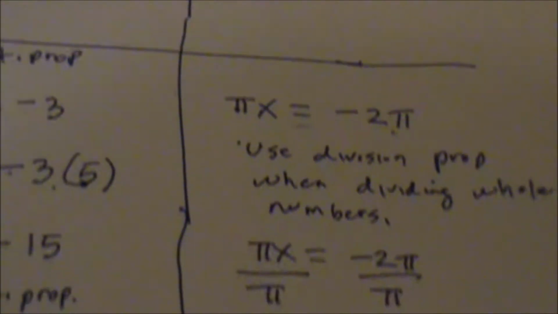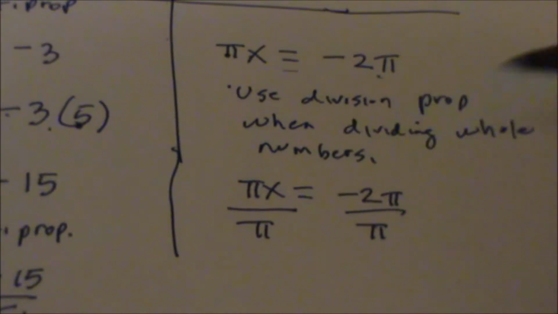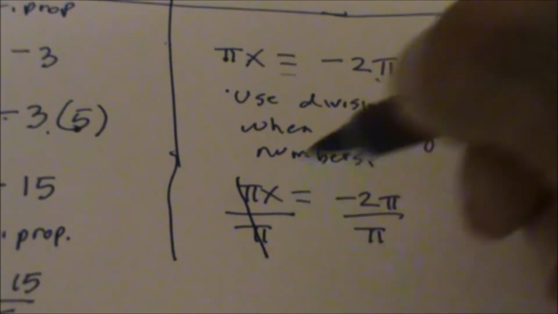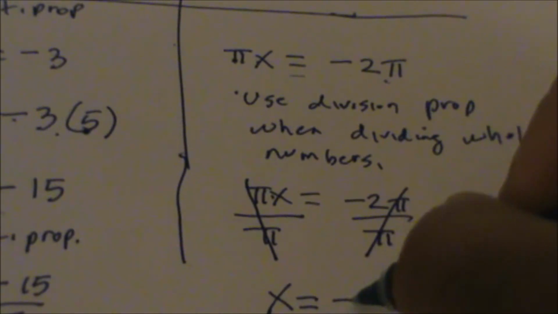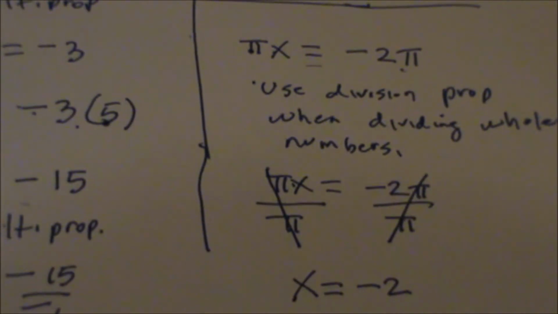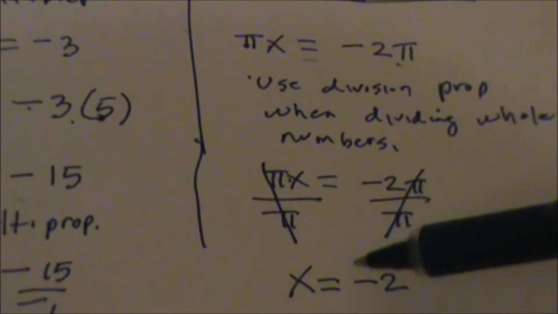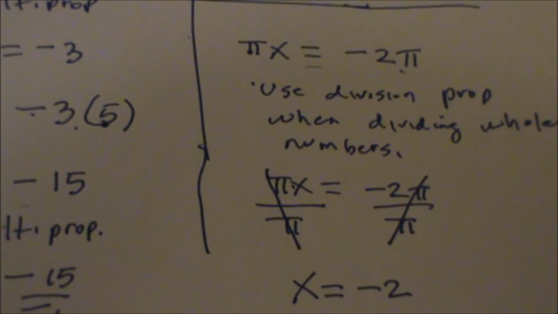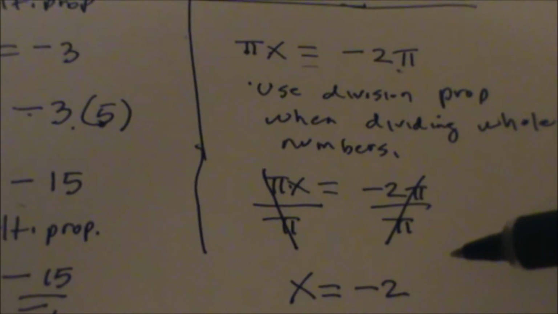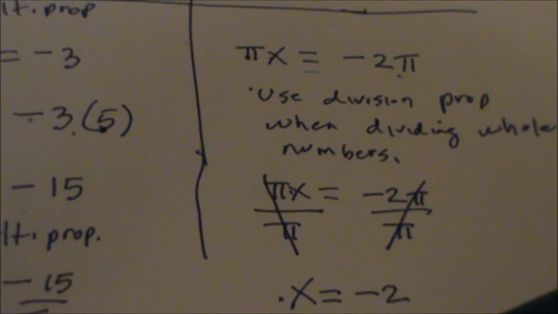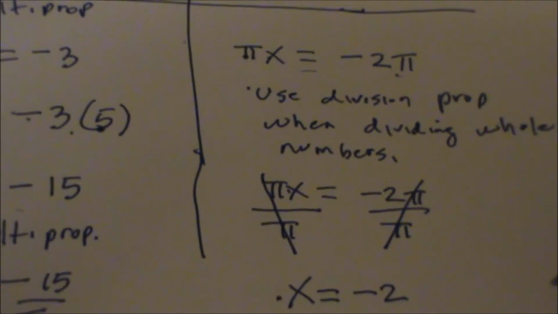All right. Let's go back to the problem. So they cancel. The pi's cancel. So you bring this down. x equals -2. That's your final answer. And notice x is positive, so that is fitting the correct syntax for all equations. All variables must be positive. If not, you have to divide by -1.